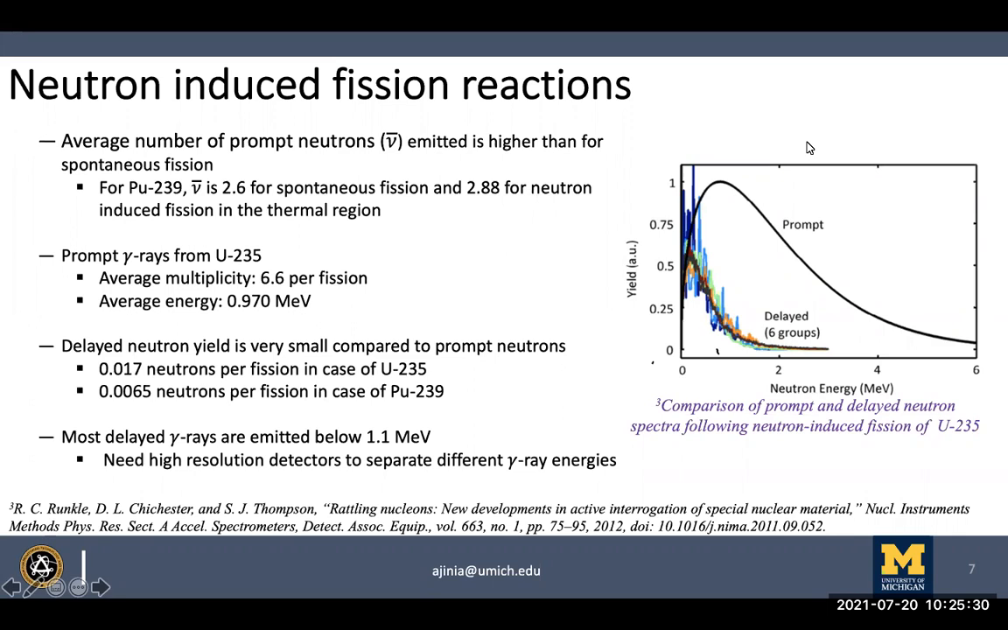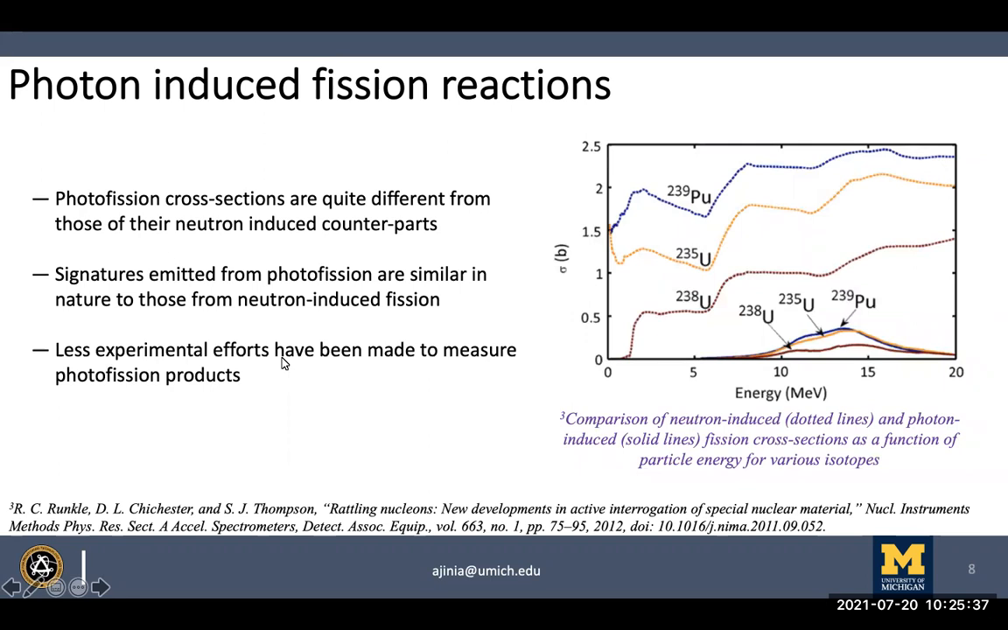The next type of reaction that we are interested in for active interrogation is photon-induced fission reactions. Here we have to take into account the cross-section values. To provide some perspective between neutron-induced fission versus photon-induced fission, there is a huge difference in the cross-section. For different isotopes of interest, like uranium-235, uranium-238, and plutonium-239, I have a cross-section plot for reference. If we have a 5 MeV neutron, we can get fission reactions in these isotopes. But a 5 MeV photon is not going to give us any fission reaction.